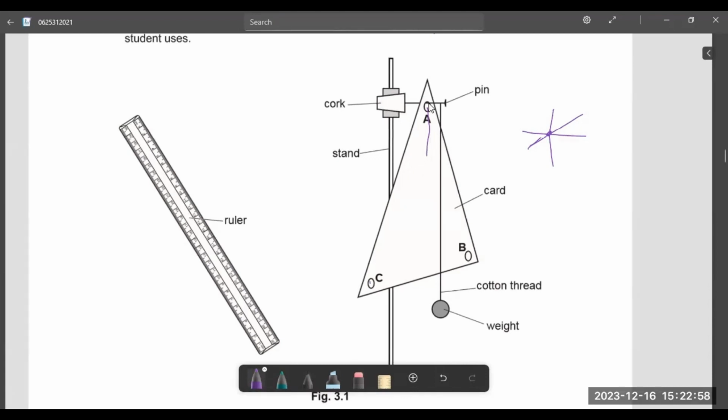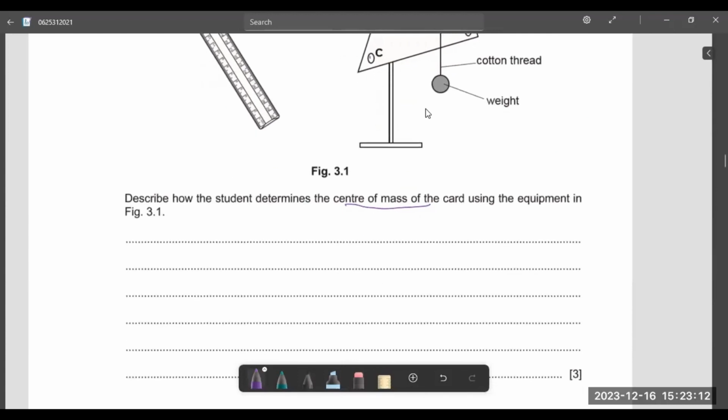So same way, first A is here, we can keep B in the same position, C in the same position, and this thread, this line, he can draw it, and the intersection position will be the center of mass. So the answer is line drawn alongside.